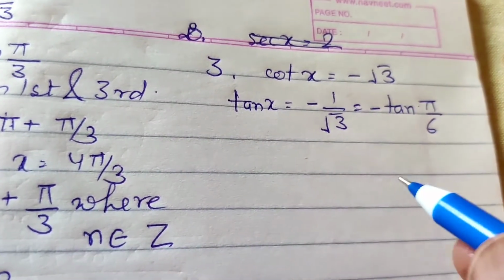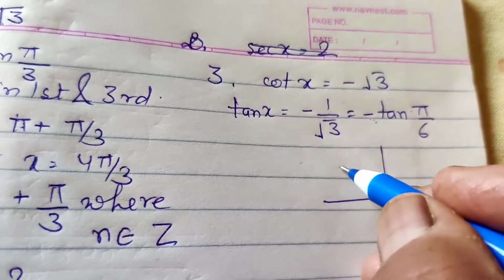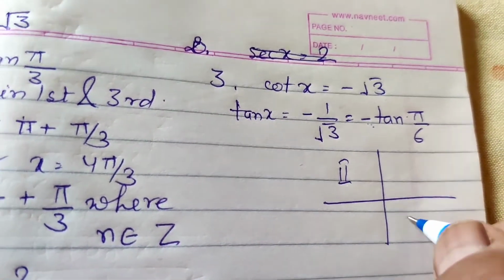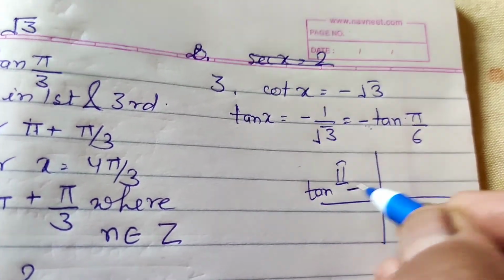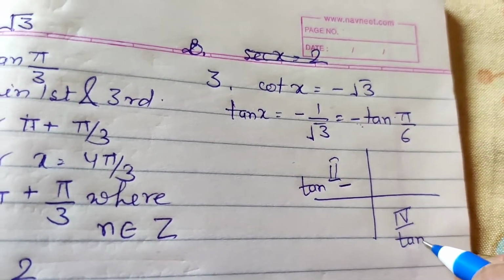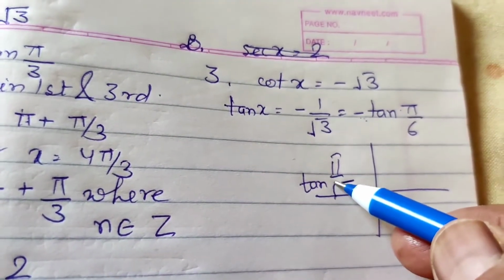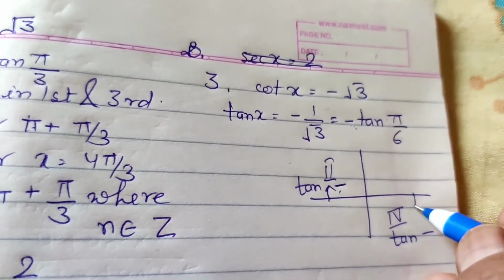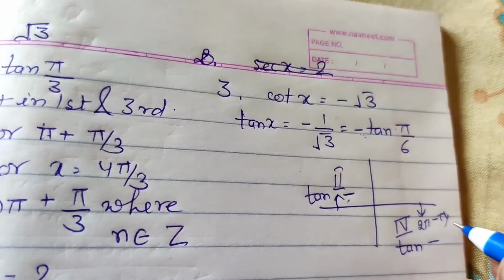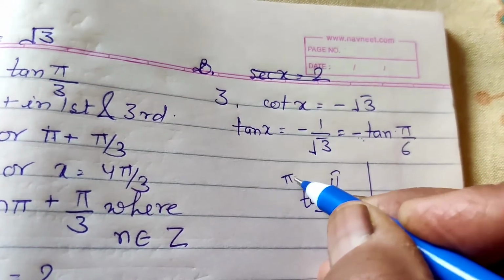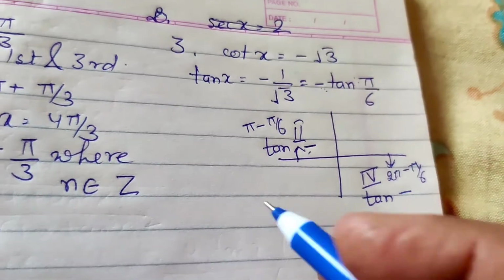So we know that tan is negative. In which quadrants is tan negative? Second and fourth. Therefore the values are pi minus pi by 6 or 2 pi minus pi by 6. Here is 2 pi minus pi by 6 and here pi minus pi by 6. These are the two values. Now the principal solution.